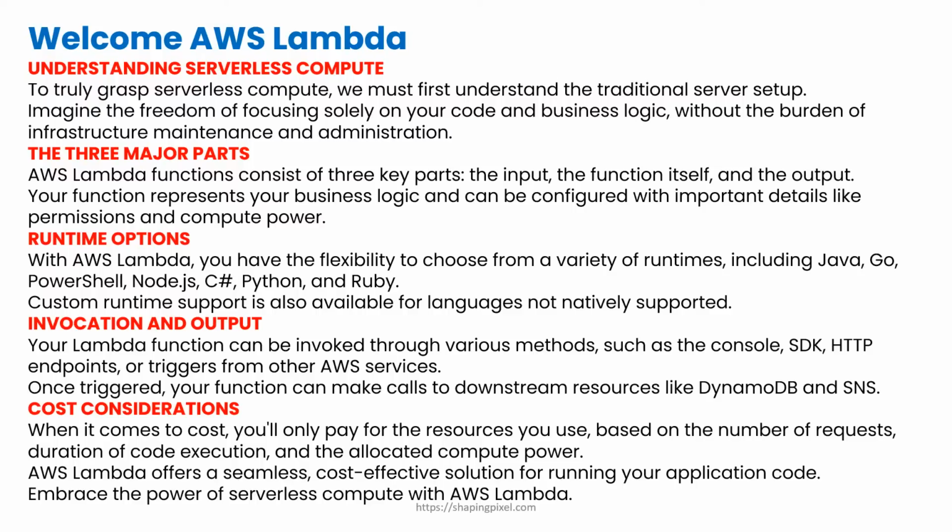With AWS Lambda, you have the flexibility to choose from a variety of runtimes, including Java, Go, PowerShell, Node.js, C Sharp, Python, and Ruby. Custom runtime support is also available for languages not natively supported. Your Lambda function can be invoked through various methods such as the console, SDK, HTTP endpoints, or triggers from other AWS services. Once triggered, your function can make calls to downstream resources like DynamoDB and SNS.